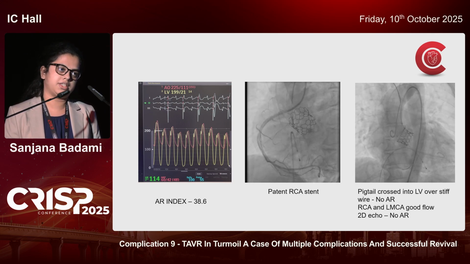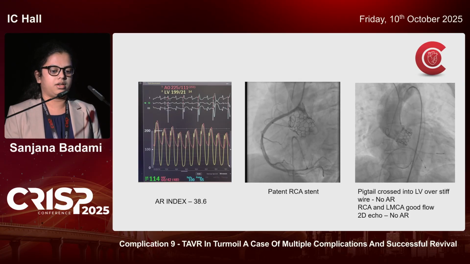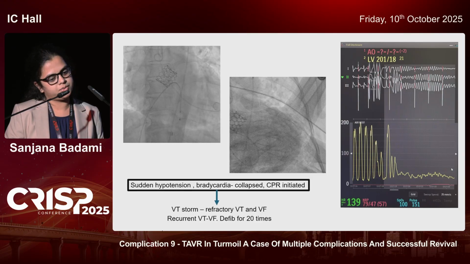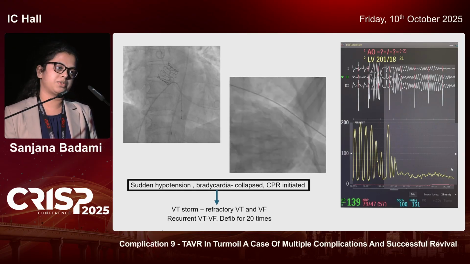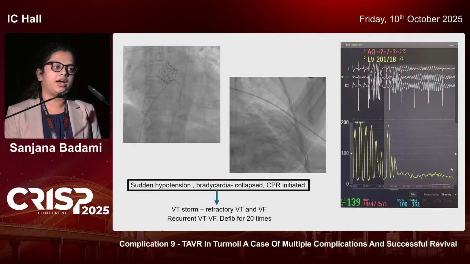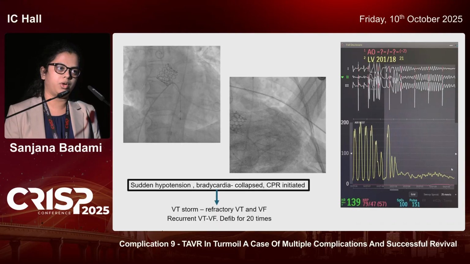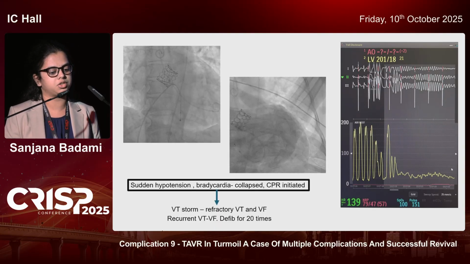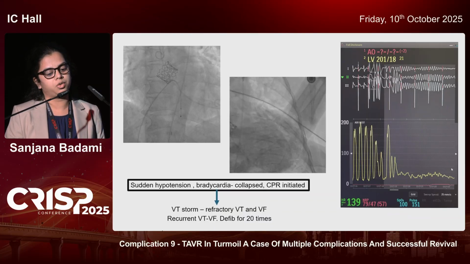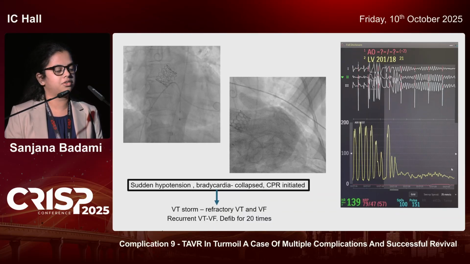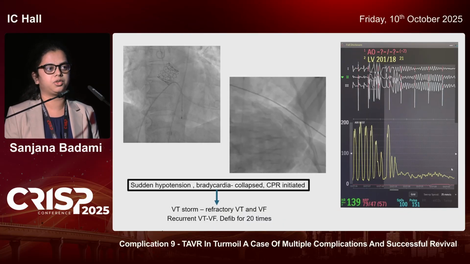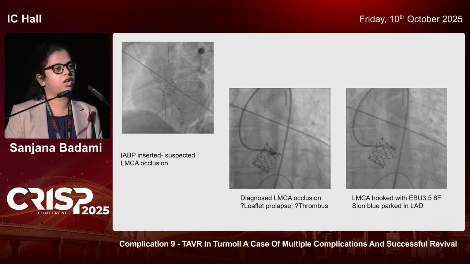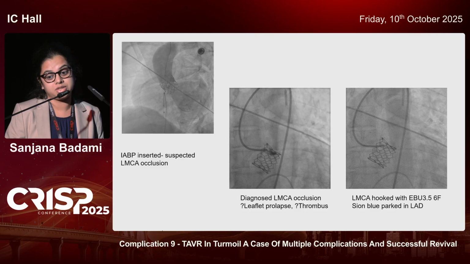We thought the procedure was successful and we would close the femoral axis, but to our surprise, again the patient developed sudden hypotension, bradycardia, collapsed, CPR initiated. We had good LMCA flow, we had no AR, we did a 2D echo, there was no pericardial effusion, there was no tamponade, but the patient was throwing VT, there was recurrent VT/VF. We had to defibrillate her around 20 times. This was the recording. For around 20 minutes, we actually had to do CPR for her.